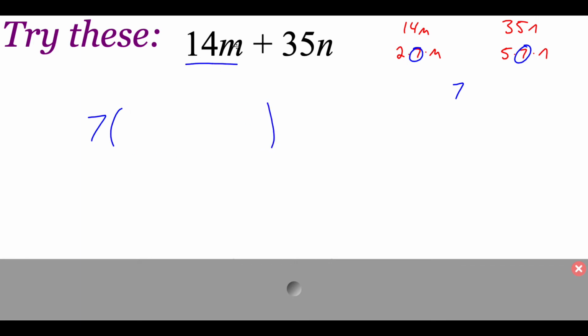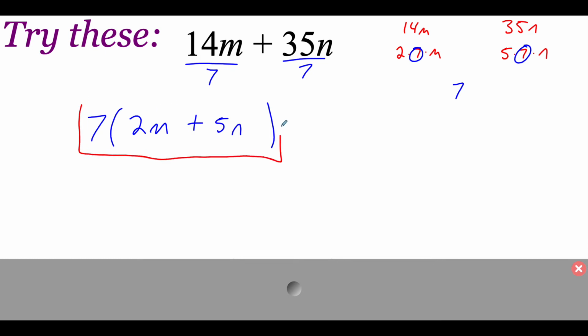So if I want to take the 7 out of the 14m, I'm going to divide it by 7. 14 divided by 7 is 2. I don't do anything with the m since I'm not dividing by any m's. Plus, if I take the 35n and divide that by 7, 35 divided by 7 is 5. I'm not doing anything to the n, so the n stays attached. So for my final answer, I get 7 times 2m plus 5n.